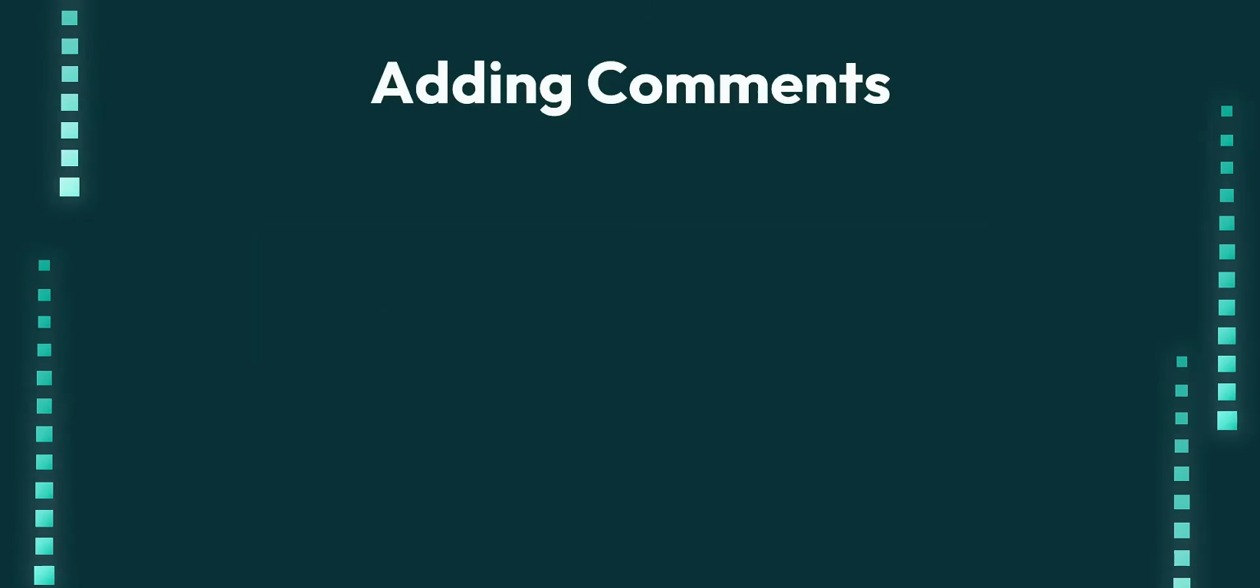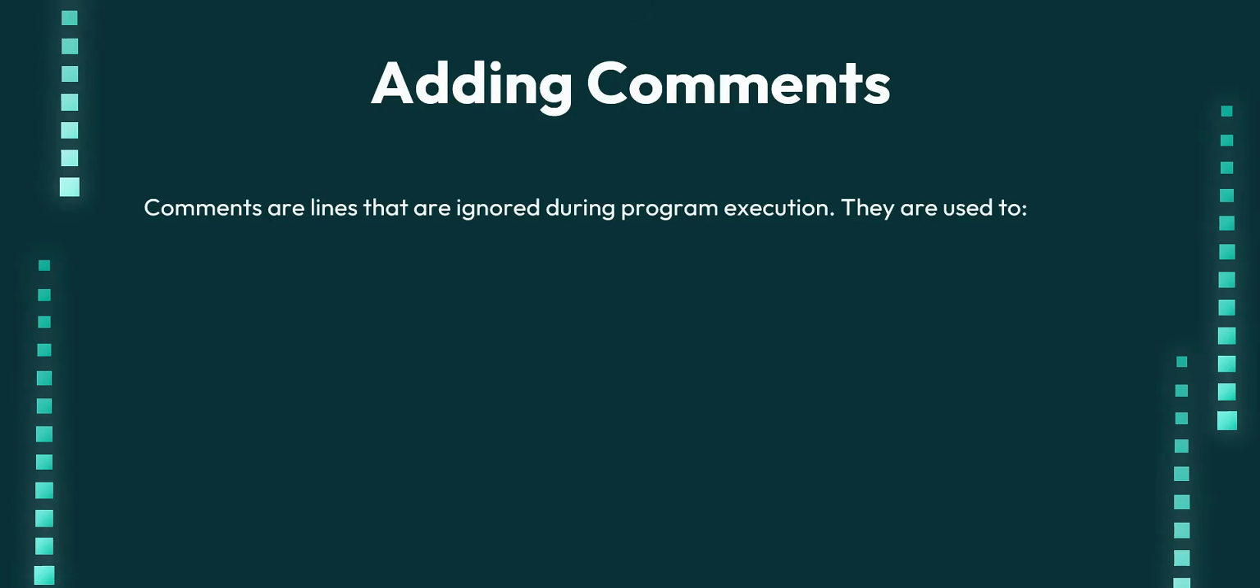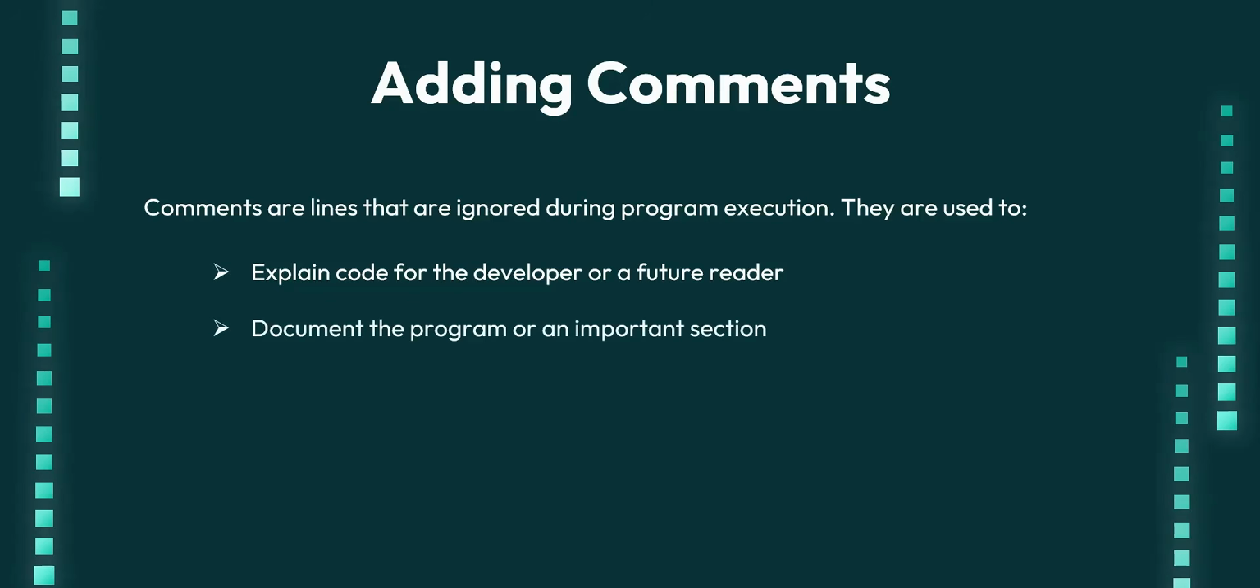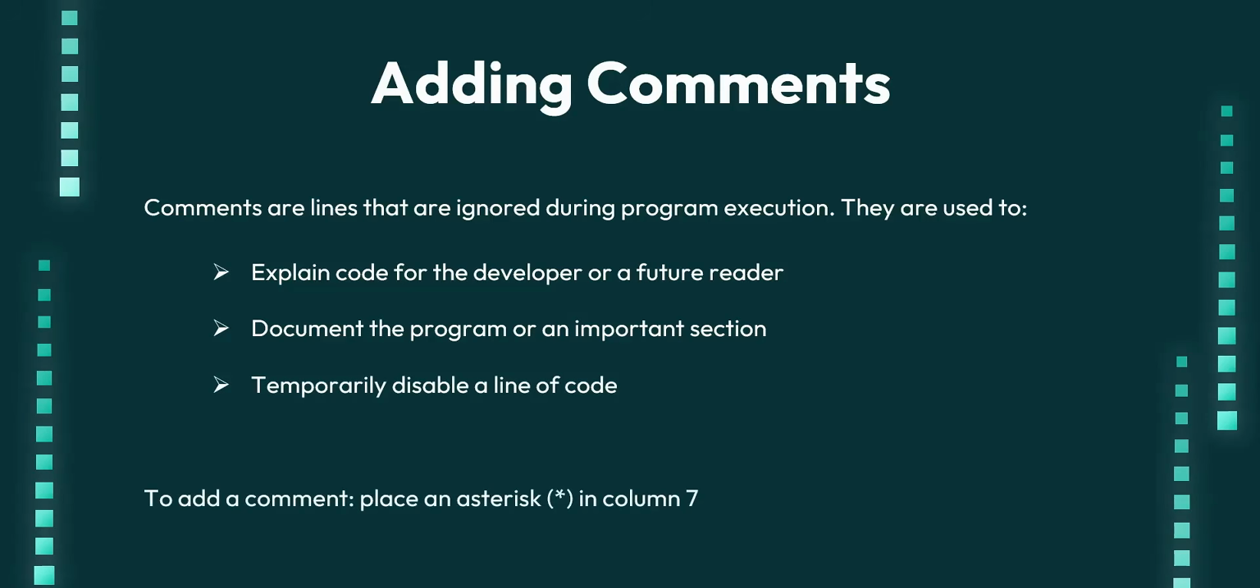Comments are lines that are ignored during program execution. They are used to explain code for the developer or a future reader, document an important section, or temporarily disable a line of code. To insert a comment in Cobol, simply place an asterisk in column 7.